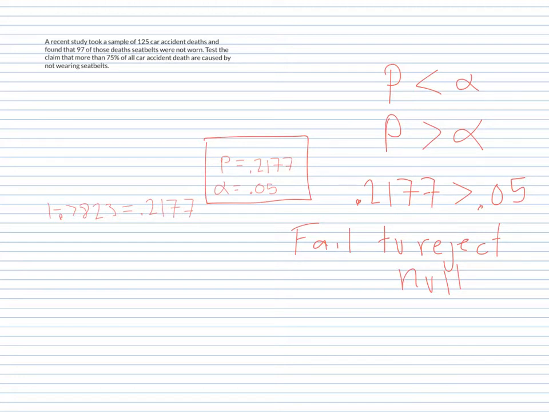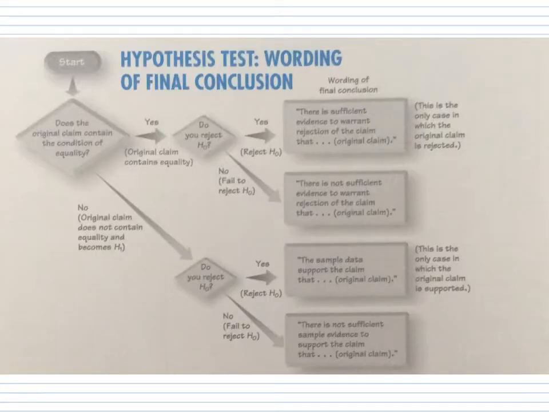And because we are going to fail to reject the null, we need to figure out how we are going to write the claim. So our original claim was that it was greater than 75%. So we have here, does our original claim contain equality? No, it does not. Did we reject the null? No, we failed to reject the null. So now, this is right here how we would write our final conclusion.